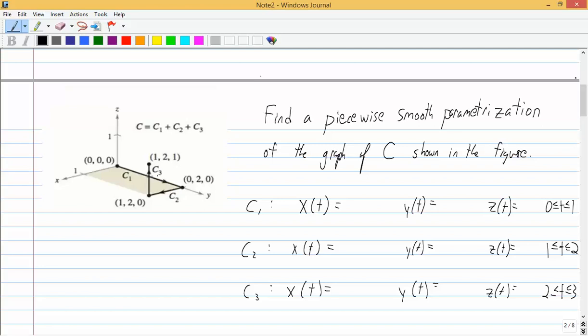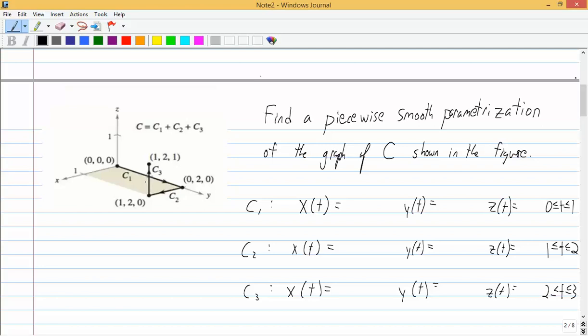So when we say these different times, like t equals 0 to 1, that's going to be for C sub 1, and this is C sub 1. And then t equals 1 to 2 is going to be this line, and t equals 2 to 3 is going to be this line.